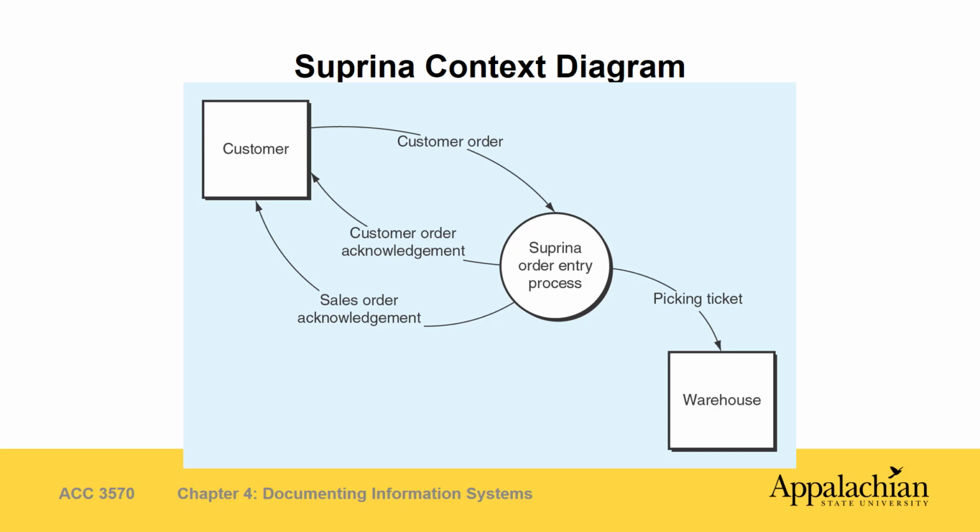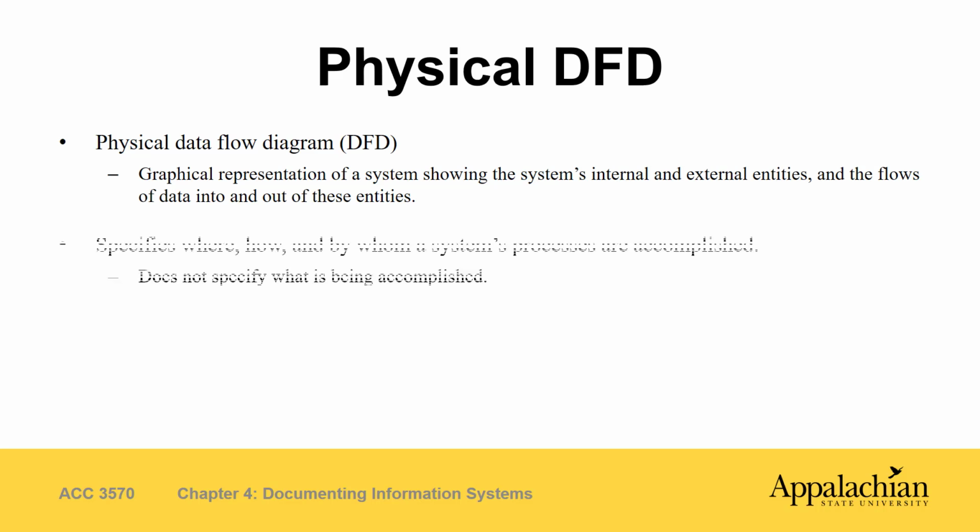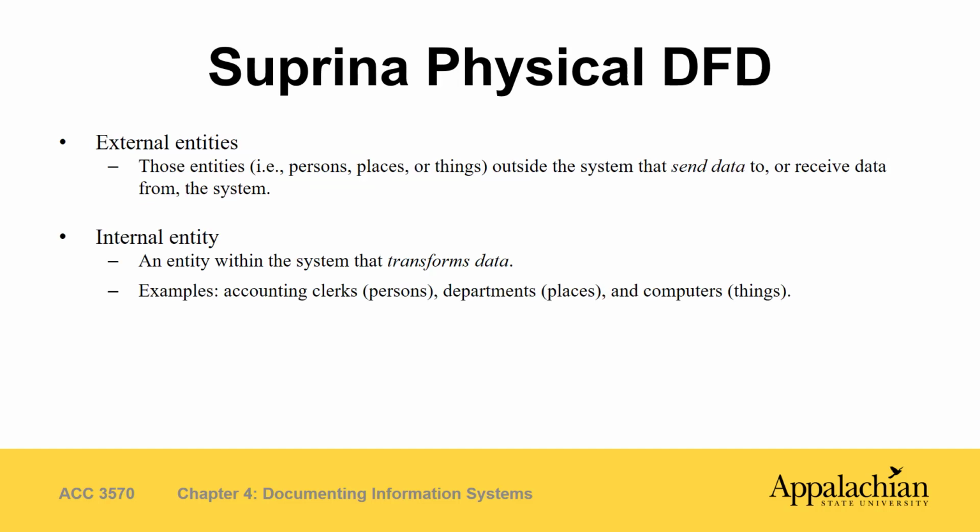One thing about diagramming is that you want to make sure that you go from the top left to the bottom right. That's just proper protocol. So let's move on to a physical data flow diagram. Physical data flow represents a system showing internal and external entities and the flows of data in and out of those entities. And as I said earlier, it shows where, how, and whom, but does not specify what is being accomplished.